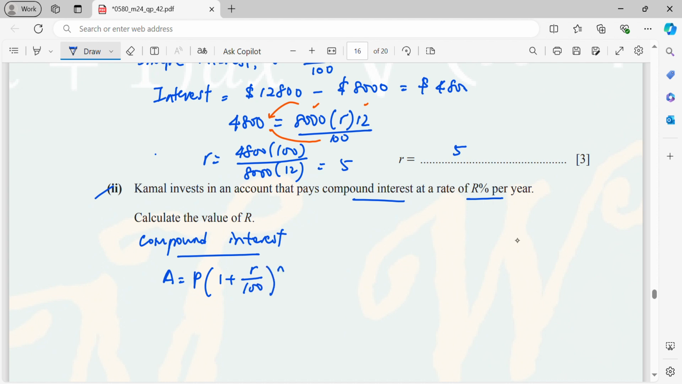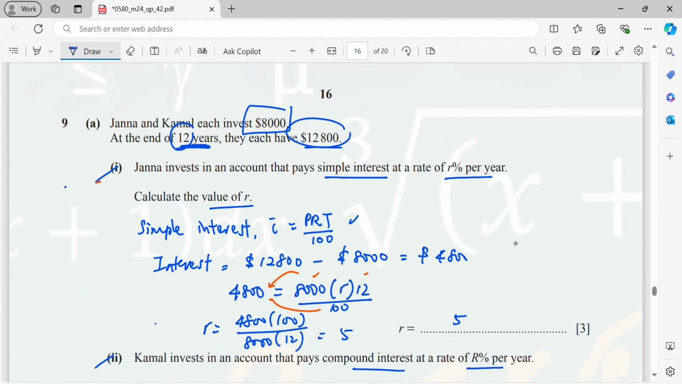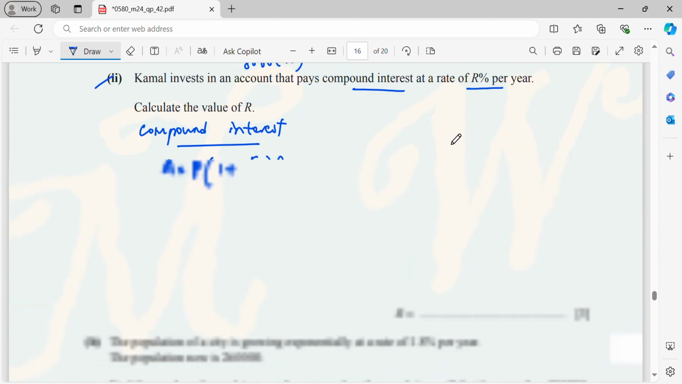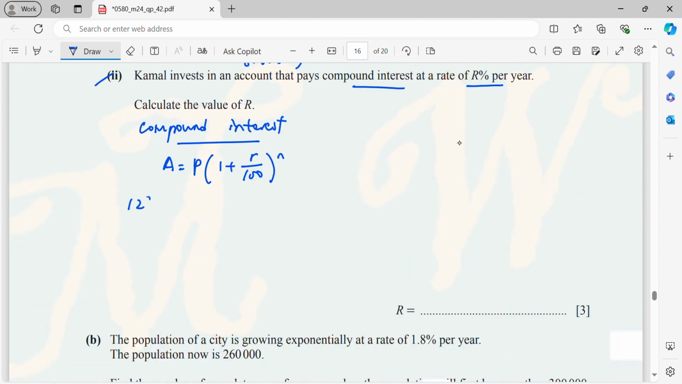So now this A is the total amount, right? So the total amount at the end of 12 years is 12,800. So this is going to be 12,800, the principal amount, which is 8,000, bracket 1 plus, now the R percent is the capital letter R. So this is capital letter R over 100 because of percent. Then the n is 12 years.